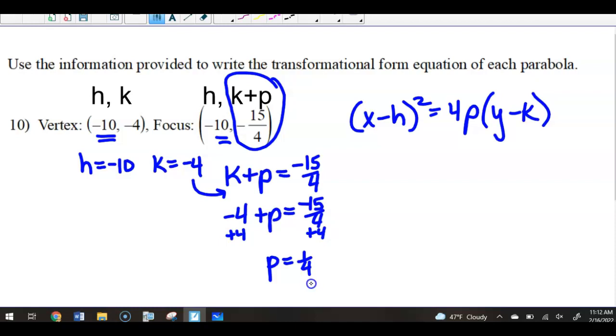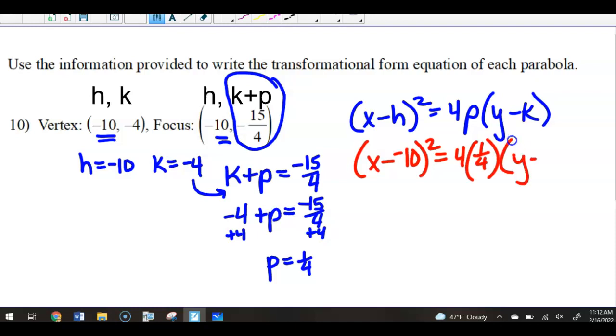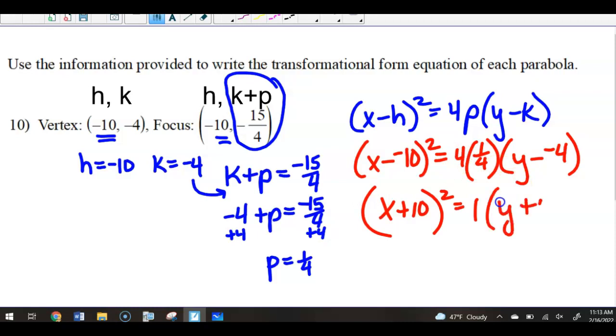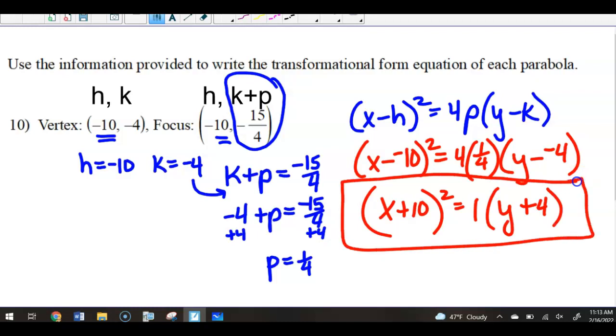And then we can write the equation because we know everything. So we put in here x minus h, which was -10, squared equals 4 times p, which was 1/4. And then this was y minus k, which is -4. So we'd end up with x plus 10, quantity squared equals 1, or just nothing out there, and a y plus 4. So we came up with this equation.